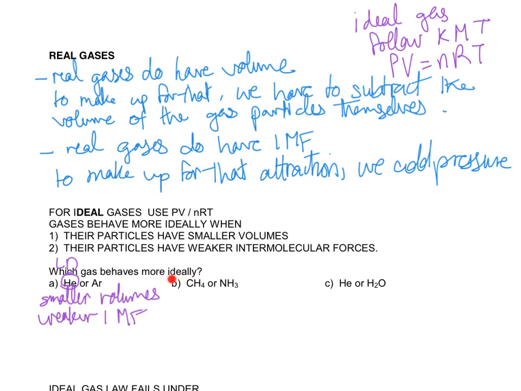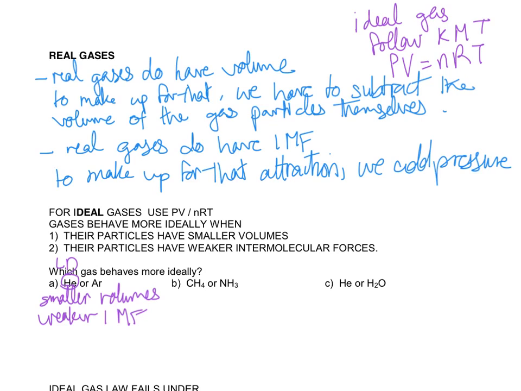What does that mean? That means if you were to use PV equals nRT, let's say to solve for pressure, if you're given the other variables, if you do a calculation for helium gas, when you solve for the pressure, you would get a more accurate result, an answer that is closer to the real pressure of the gas. Compared to argon, you would get a pretty close value, but not as accurate as you would for helium.